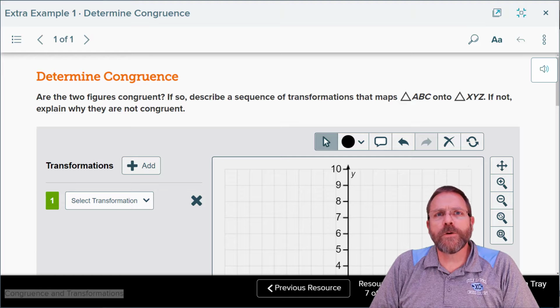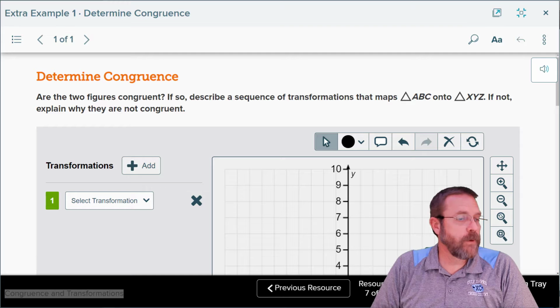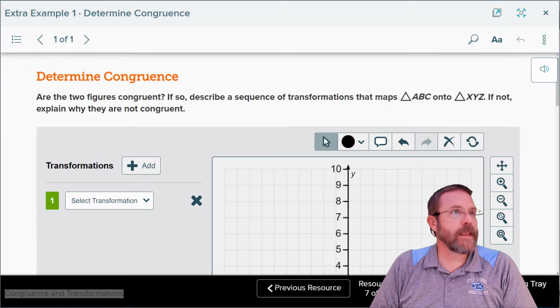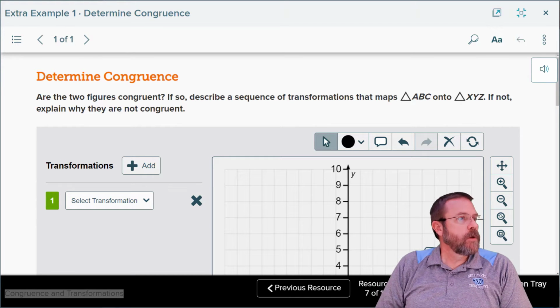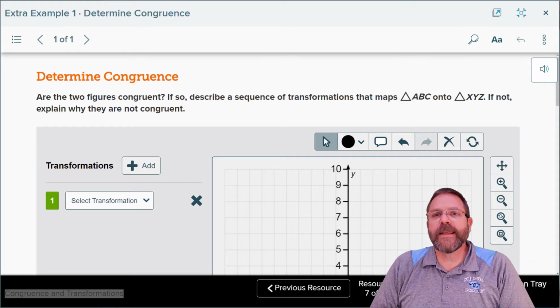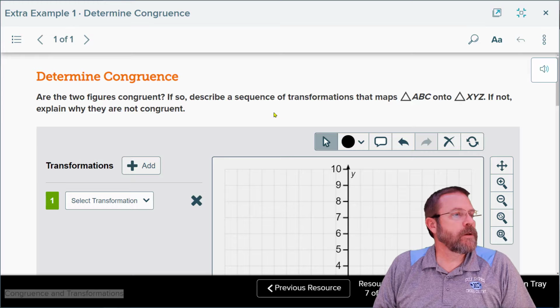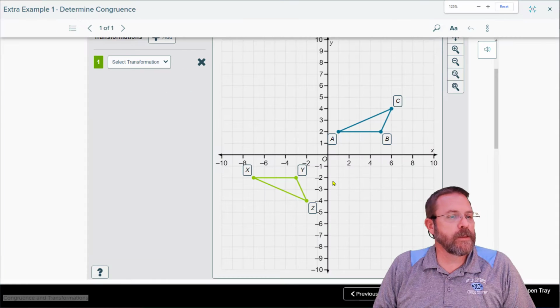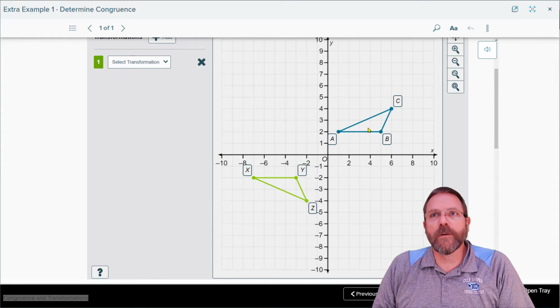Welcome back to part 2 of Module 5, or Module 13, Lesson 5, where we're going to do congruence and transformations. For this one, we're going to start off at extra example number 1, and you have a mission of trying to find out whether or not these two figures are going to be the same.